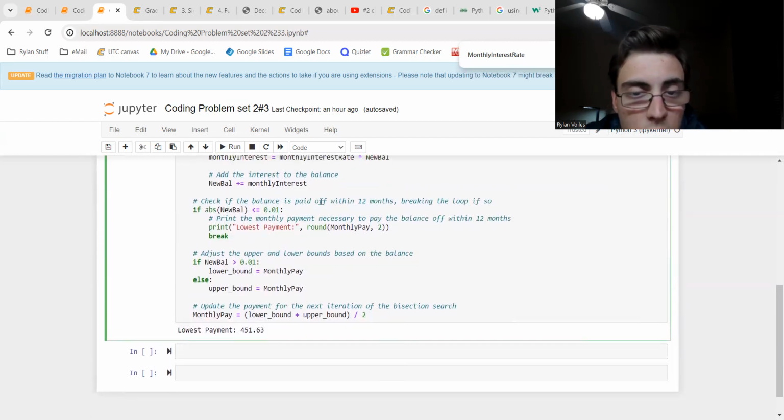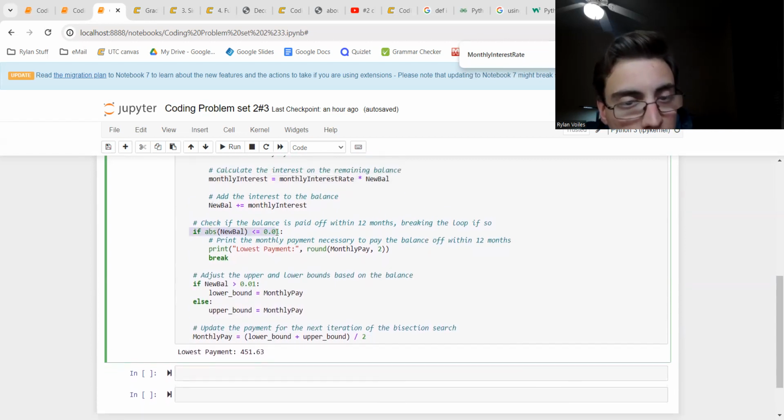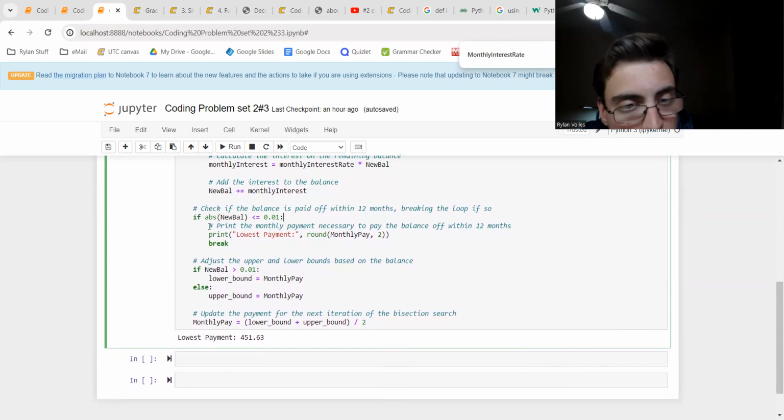So next we want to check whether or not the balance has been paid off after the 12-month cycle. So we use an if statement to check whether or not it is less than or equal to 0.01, 1 cent. And if it is, we of course print the lowest payment, and we make sure that it is rounded to the nearest cent, and we break the while loop.